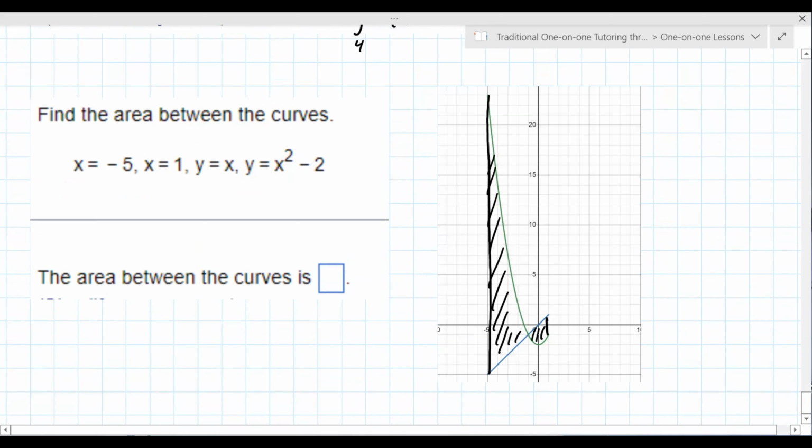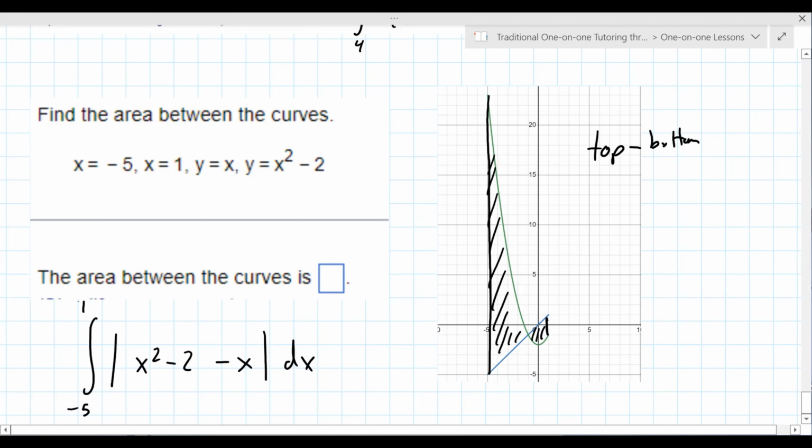But you have to find the 2 separate regions, right? Here you got region 1 and region 2. So what you could do is break it up into 2 integrals like we've been doing, but instead you can also just do the absolute value of the functions, the difference in the functions. So it's top minus bottom in terms of the functions. So I'll just choose that x squared minus 2 and subtract the x. And you're going from -5 to 1. Okay.